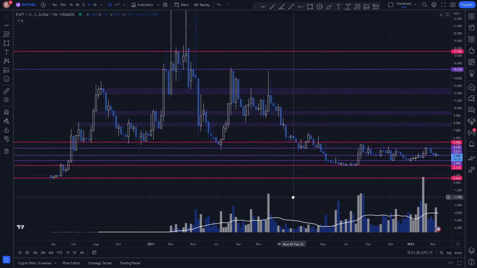So, zooming out, these are all the key levels plotted on the monthly and weekly time frame for EWT.